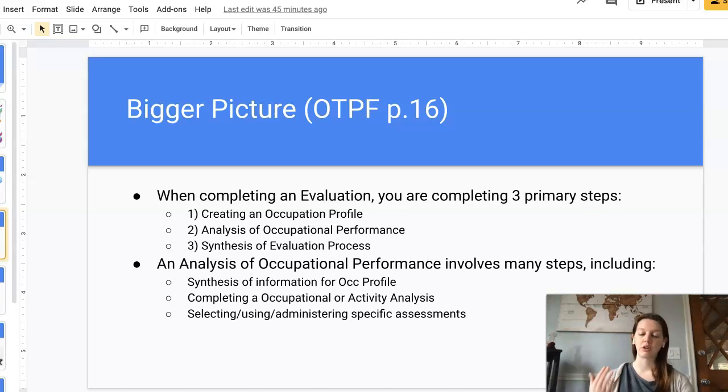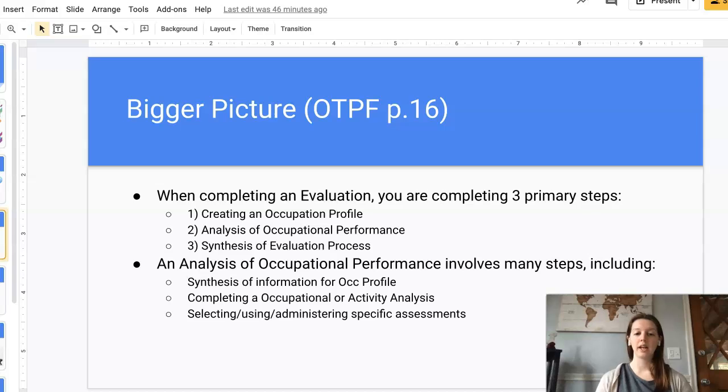So let's dive a little deeper and talk about the analysis of the occupational performance. When we're looking at the occupational performance, that also involves 3 steps. The synthesis of the occupational profile. So, the evaluation, we created it, we gathered the information, but we're really talking about what does that information mean? Completing an occupational or activity analysis, and then selecting, using, and administering specific assessments. So in this course, we'll spend a lot of time on the occupational profile. We're spending time right now on the activity analysis, and then we'll spend some time as well on selecting, using, administering specific assessments. But right now, let's focus on the activity analysis.